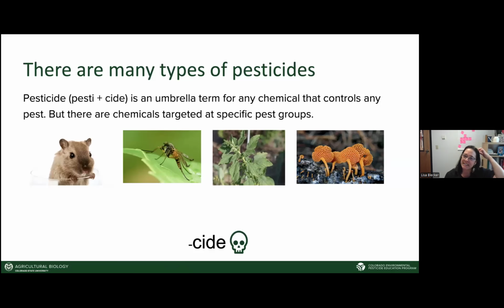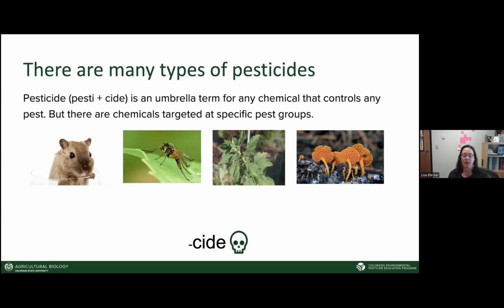So there are many types of pesticides. The word pesticide in and of itself is an umbrella term. It is more of a broad term to describe all of these chemicals that can harm a pest. Some people think, oh, I don't use pesticides, I just use a weed killer. A weed killer is a pesticide. And traditionally people think about pesticides as being insecticides, so controlling insects, but really pesticide is a broader term than that.